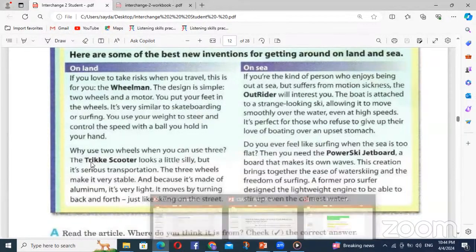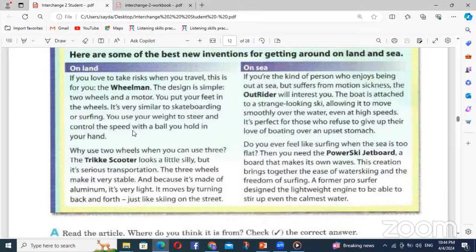أقول on sea برضو. لا okay, thank you. طيب let's see if we have difficult words here. يبقى this is an invention which is called wheelman. The design بيقول the design is simple and we use it on the sea ولا on the land. طبعا this is on the sea I think. صح؟ Wheelman, the design is simple, 2 wheels and a motor. You put your feet in the wheel. الويل ده العجل. Okay. وبعدين it's very similar to skateboarding.